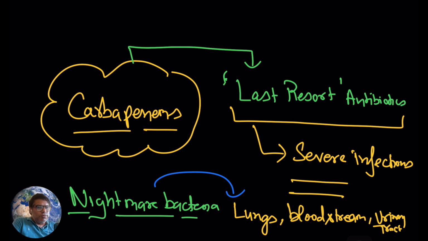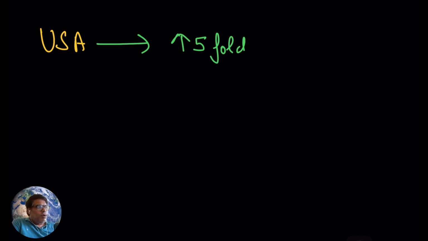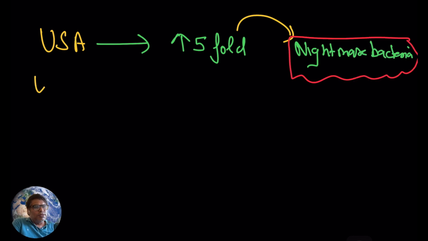These nightmare bacteria generally cause infection like other bacteria, and generally they infect the lungs, blood and the urinary tract. But keep in mind, these bacteria are very hard to treat. We are not going to have any treatment. So this is a very serious concern. Now in USA there is a 5-fold increase in the number of cases of nightmare bacteria. This is a very alarming situation.